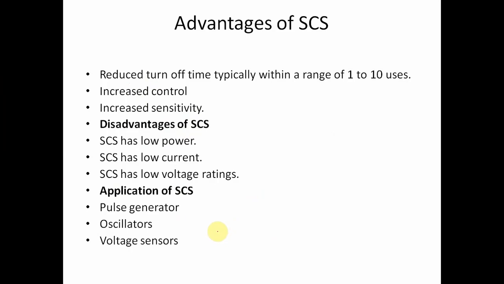Now these are some advantages, disadvantages and applications of SCS. The first advantage is reduced turn off time, typically within a range of 1 to 10 microseconds. The second is increased control, and the third is increased sensitivity. Disadvantages of SCS: it has low power, low current and low voltage rating. Applications of SCS: it is used in pulse generators, oscillators and voltage sensors.